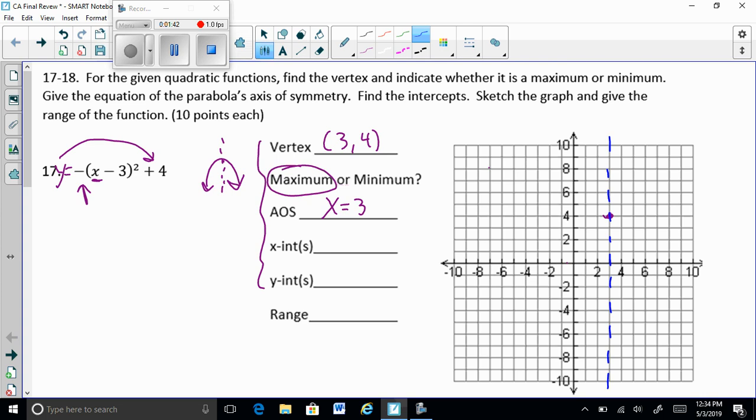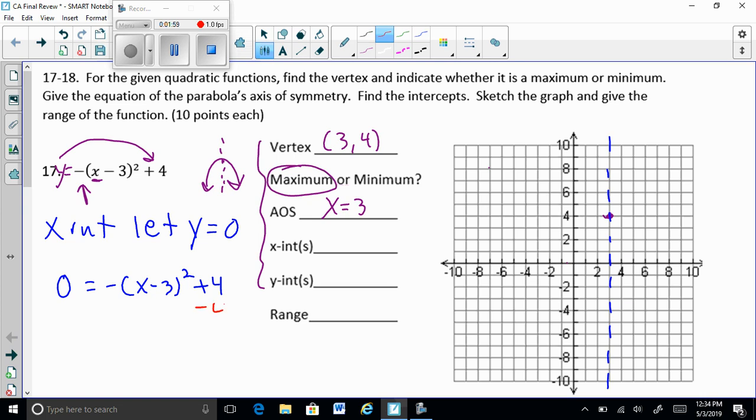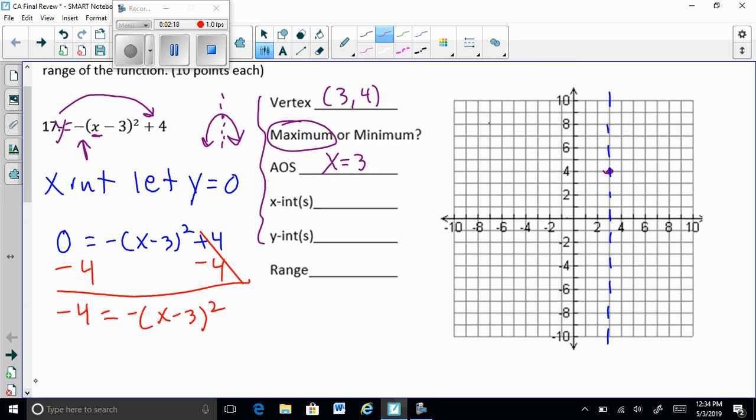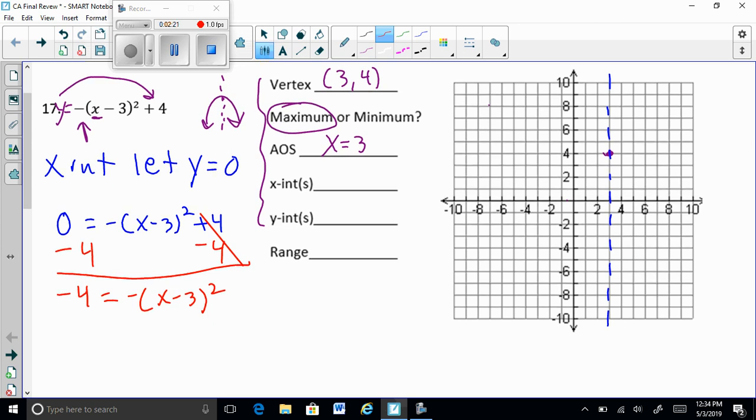And so the way we're going to do that is let y equal 0. So we're going to have 0 equals negative parentheses x minus 3 squared plus 4. And we're going to subtract 4 from both sides. This is one way to do it. I think I did it differently in class when we covered this topic, but it's all going to work out. The reason I did it this way is a lot of times students get to this point and they get a little confused. They think that their answer is complex numbers. They're going to have like an i involved or something, but that's not the case.